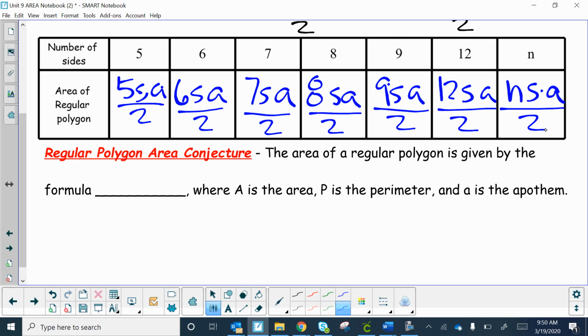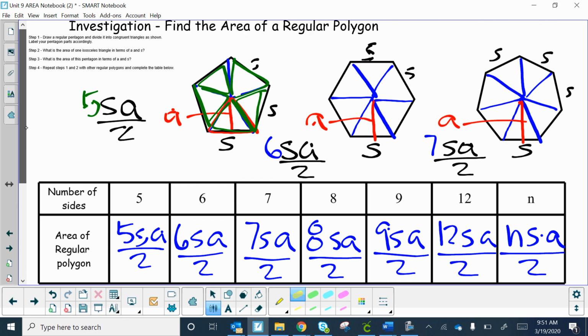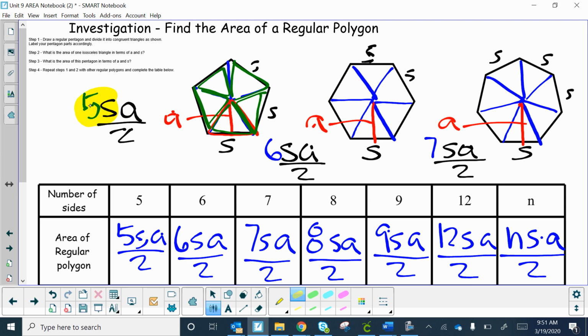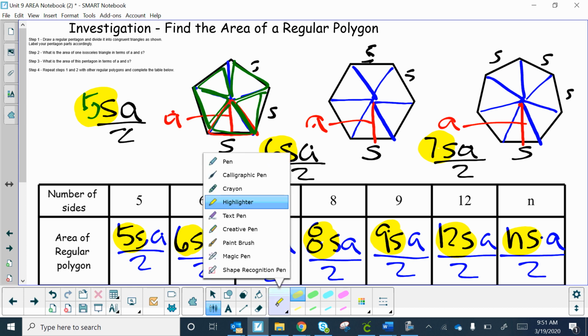Okay, now I'm going to highlight this right here, and I want you to tell me what this represents. Right here, 5S, 6S, 7S. What does 5 times the side length represent? What does 6 times the side length represent? What does 7 times the side length represent? What does N times the side length represent?